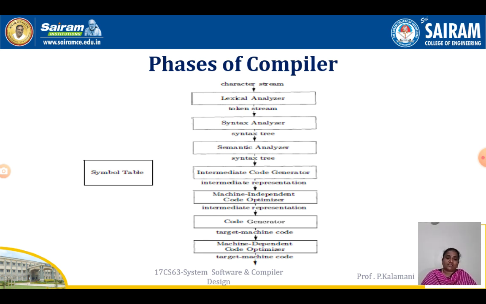The target machine code may again be given as an input to the machine dependent code optimizer. That is, optimization techniques are applied to the target machine code. So here one thing you should understand: optimization is used before code generation as well as after code generation. That means the optimization technique is applied in the intermediate code as well as in the target code.